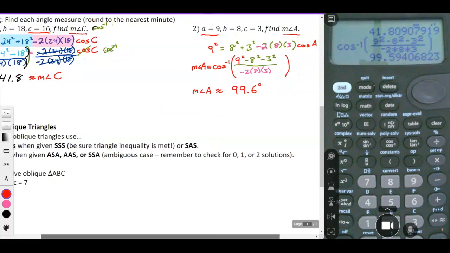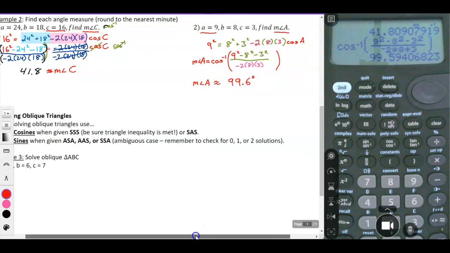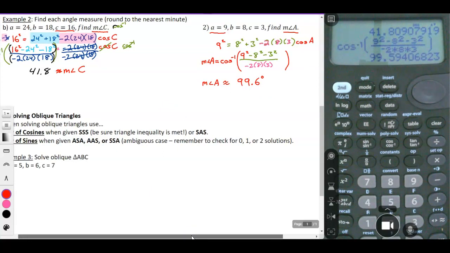Okay, so you should get like 99.6 thereabouts. How do those look to you? Look good? Is this easy? If you got a quiz on this, do you think you'd do okay on it? Not too bad. Only problem is both these answers are wrong.